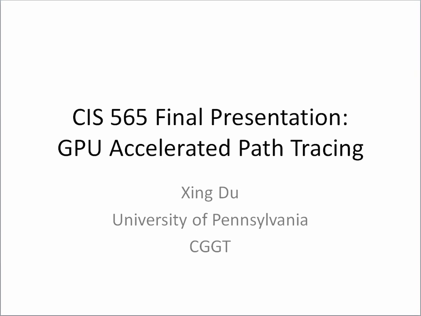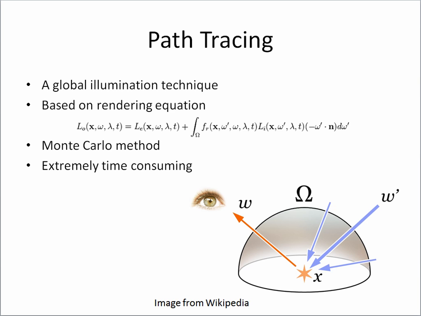For the final project of CIS 565, I was doing GPU accelerated path tracing. Path tracing is a global illumination technique that simulates light transport in the real world as closely as possible. It is based on this rendering equation proposed by Kajiya in 1986. To approximate this integral term here, Monte Carlo methods are used.